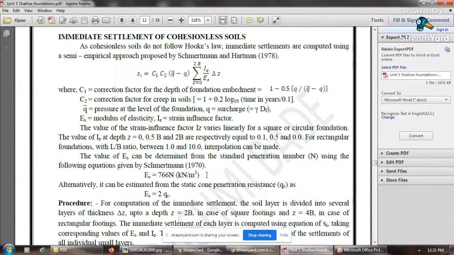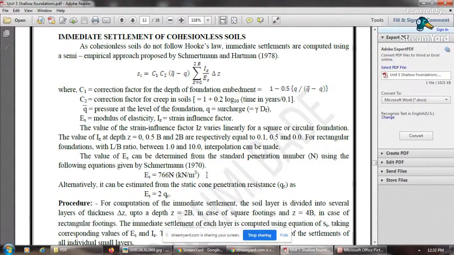Q bar equals the pressure at the level of the foundation. Q equals the surcharge, equals gamma into Df. Es equals the modulus of elasticity and Iz equals the strain influence factor. The values of Iz at depth z equals 0, 0.5B and 2B are respectively equal to 0.1, 0.5 and 0. For rectangular foundations with L by B ratio between 1 and 10, interpolation can be made.